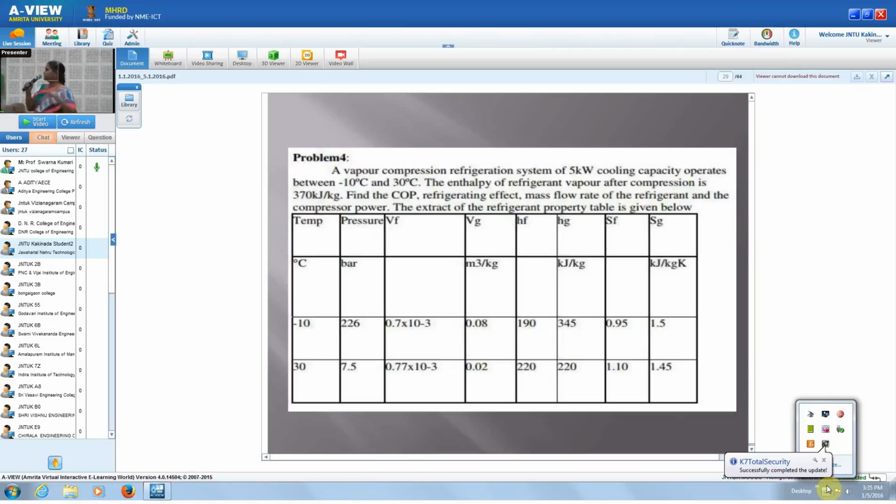So the difference between the previous problems and this problem. At the suction of the compressor, what is the state of the refrigerant? Is it given dry or wet? But at the discharge of the compressor, the enthalpy of the refrigerant is directly given. So no need to find out the superheating temperature. It is directly given as 370 kilojoules per kg. Okay.